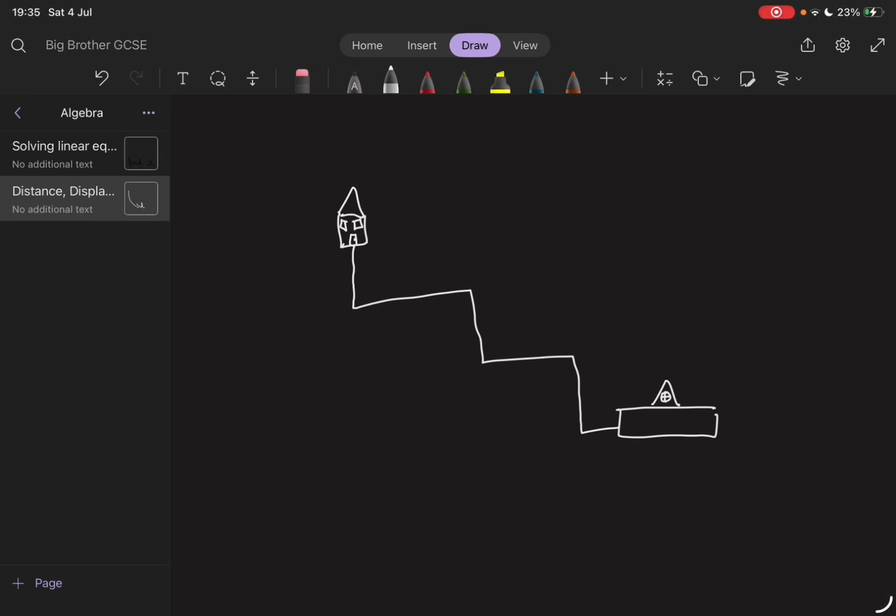And this could be 5 miles, that could be 6 miles, that could be 5 miles, that could be 3 miles. So your overall distance would be 5 plus 6 plus 5 plus 3, which equals 19 miles. However, your displacement wouldn't follow the laws of the road. It would cut straight across to the school.